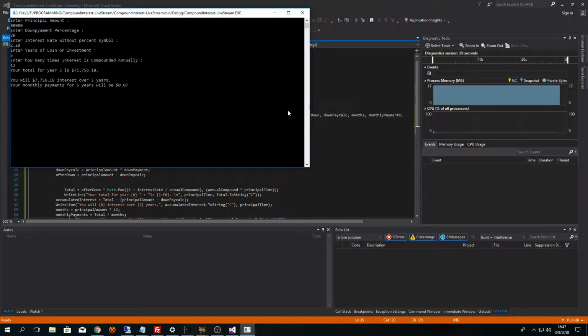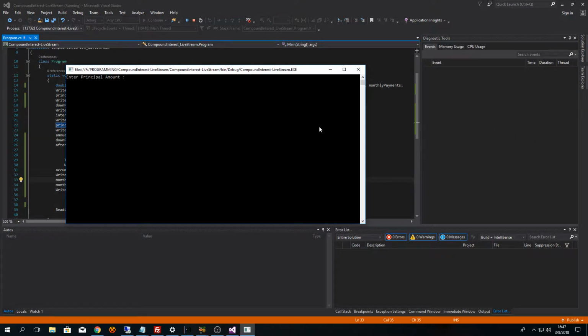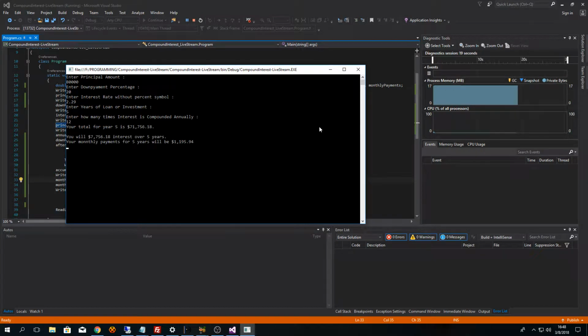Still not right. 7 cents a month for 5 years does not make sense. That's why principal time. There we go. I had the wrong variable plugged in. Okay, 80,000. Down payment is 20%. Interest rate is going to be 2.29% for 5 years, and you'll be compounded 12 times a year.